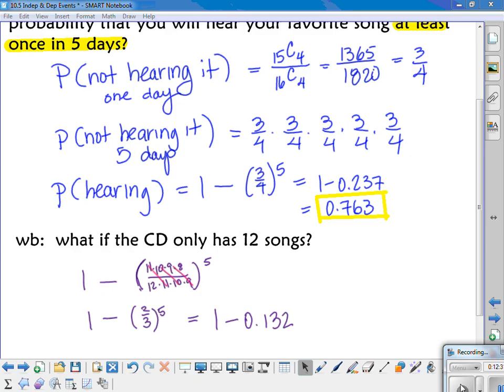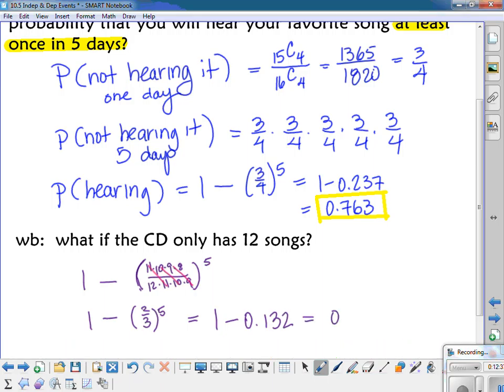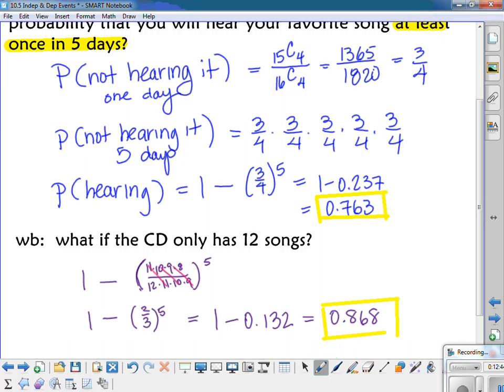So when I raise that to the 5th power, it comes out to 0.132. And you subtract it from 1, and the probability is 0.868. Okay? Questions? All right, that's it for today.